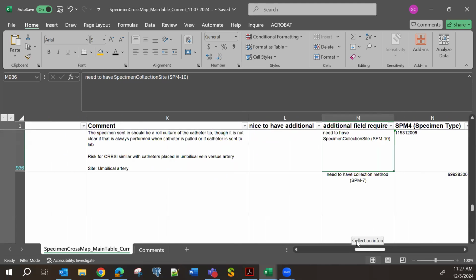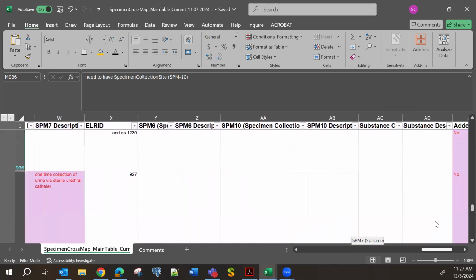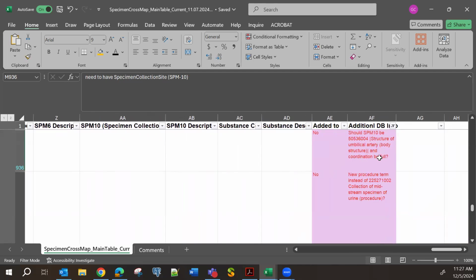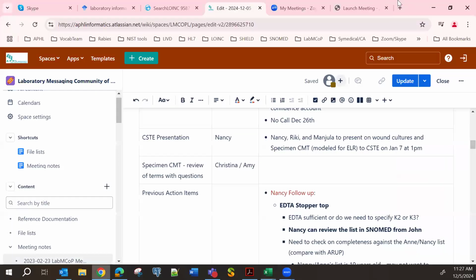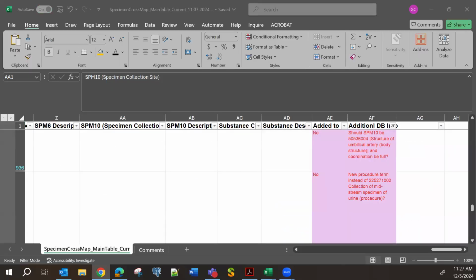So what's the question? Is if we should put the SNOMED code structure of umbilical artery body structure in SPM 10, which is specimen collection site, and if the coordination should be full instead of partial. John, do you have an answer for that? I don't, because I don't know what the actual collection site is for that. It could be artery or vein, if I remember right. So, we do have a structure of umbilical cord stump, but that doesn't specify, and I don't think that's going to be correct either.